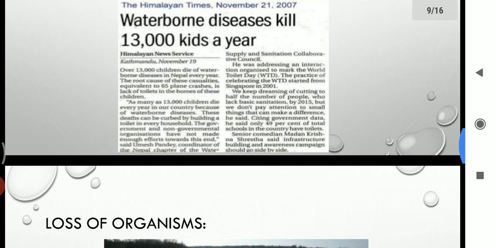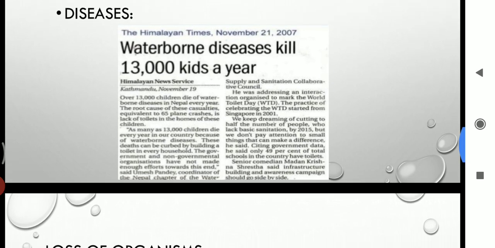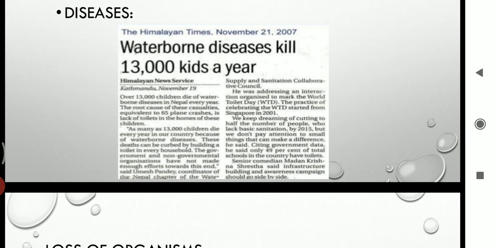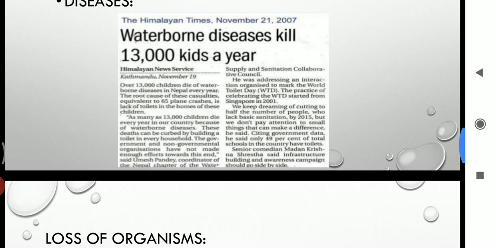As many as 30,000 children die every year in our country because of waterborne disease. These deaths can be curbed by building a toilet in every household. The government and non-governmental organizations have not made enough efforts towards this end, said Umesh Pandey, coordinator of the Nepal chapter of the water.